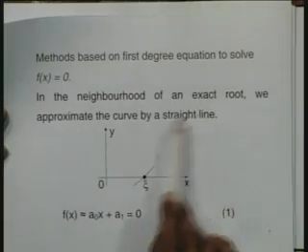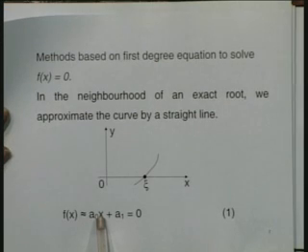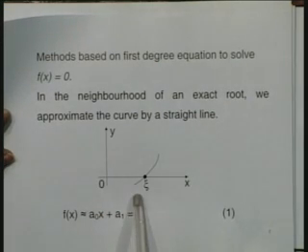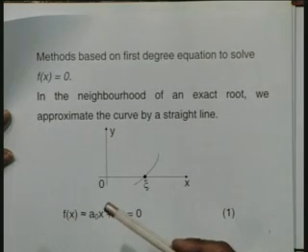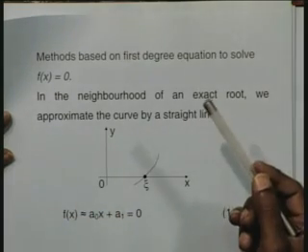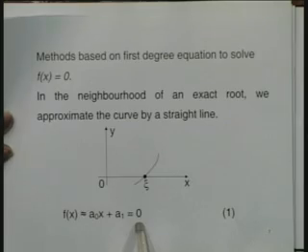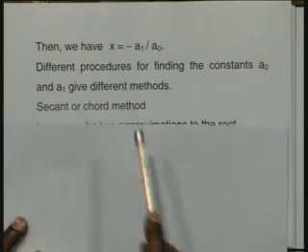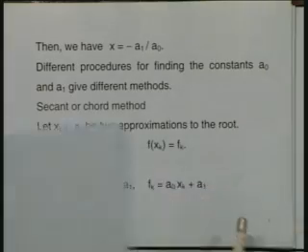Let me just go back to this one. Now we say that we have approximated the curve by this straight line. How do you approximate it by a straight line? How do you get the values of a0 and a1? We can get different methods by following different procedures to find the values of the constants a0 and a1, and these give us a number of methods. The first method that we shall take is the secant or chord method.